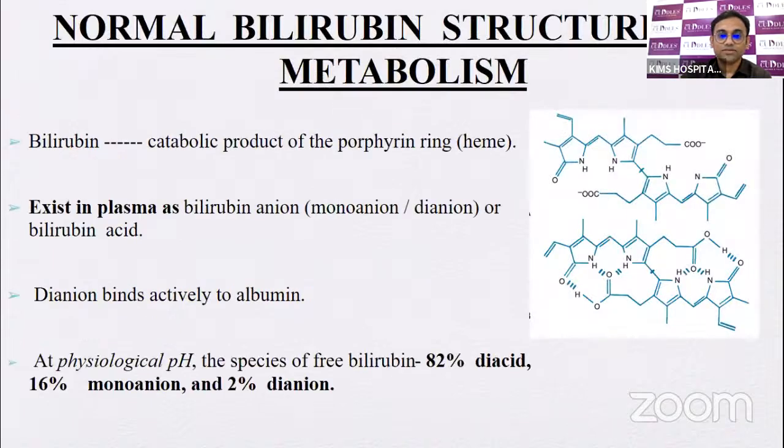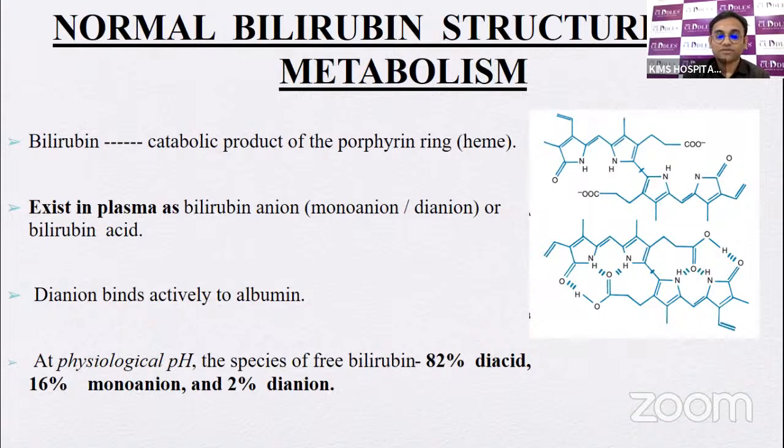Normally, bilirubin is a product of the porphyrin ring of heme. The majority of the heme comes from the breakdown of RBCs. However, there is an additional source of heme that we'll show in the next slide. The bilirubin formed from the heme exists in the plasma either as anions, which may be mono or dianions, or in the form of bilirubin acid. The dianions can actively bind with albumin.